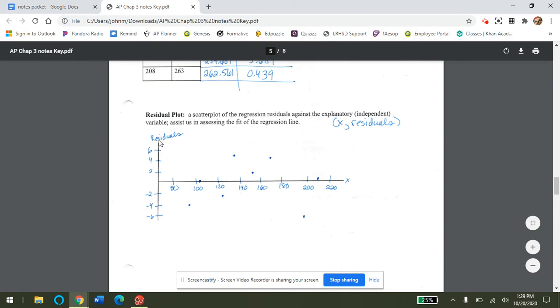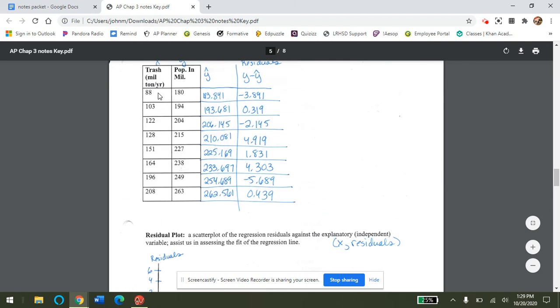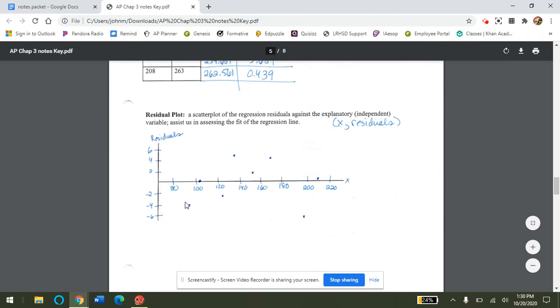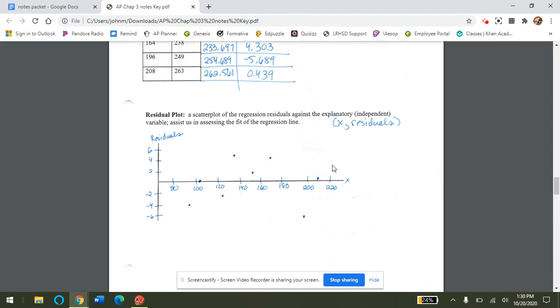All right, so here's our x's and here's our residuals. I'm going to take x comma residual and plot the point. 103 comma 0.319, plot that point. 122 comma negative 2.145, plot that point. And I graphed my scatter plot, my residual plot. It looks like a scatter plot, but now you have points above and below the x-axis. So you're going to have some positive residuals and some negative residuals.